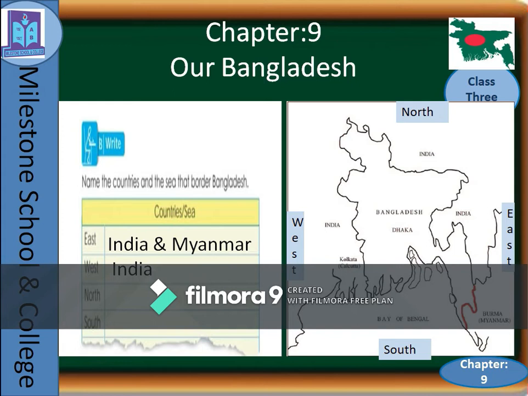Now the north side. What do we see in the north side? Yes, only India is neighboring in the north direction of Bangladesh. Only India. And south is left. Who is neighboring in the south side? Definitely the Bay of Bengal. The Bay of Bengal is neighboring our southern border.